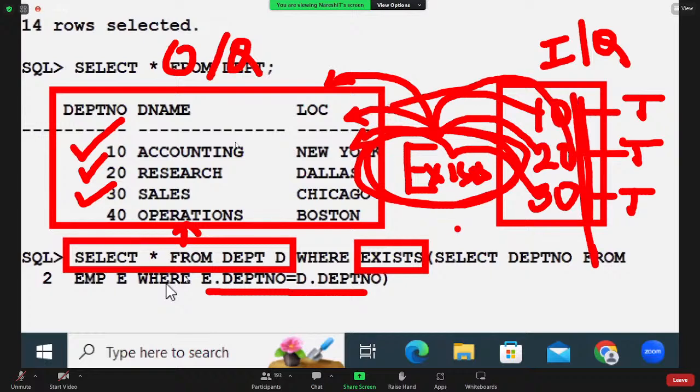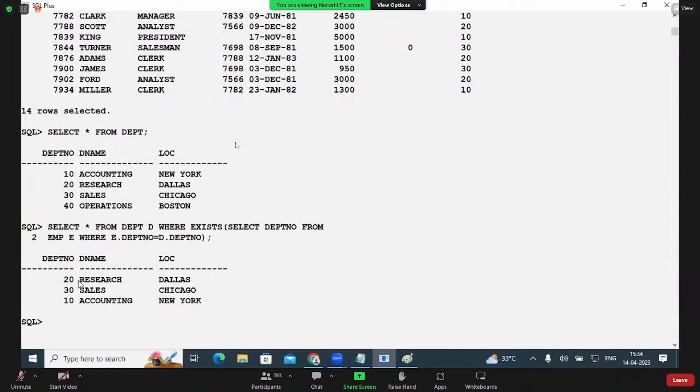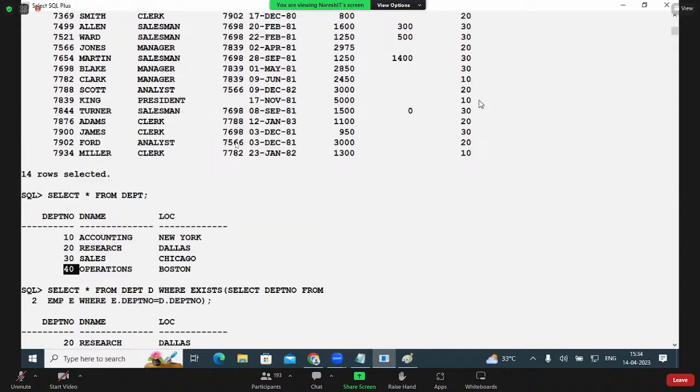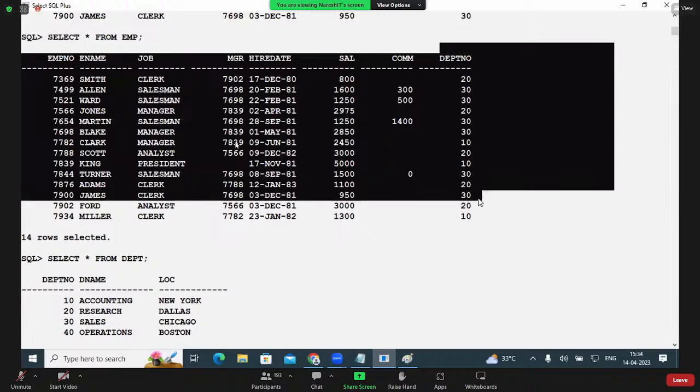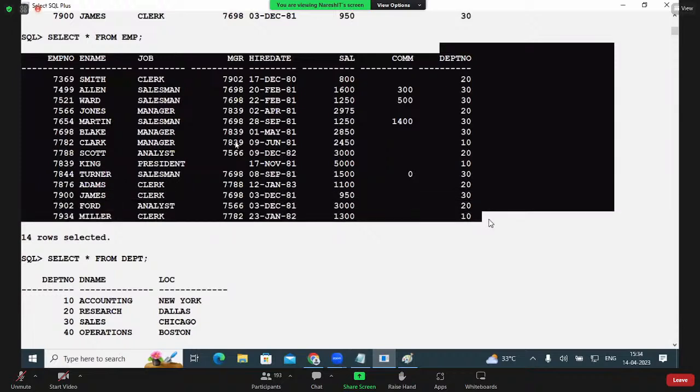So finally, what is my answer for this query? Accounting, research and sales. But are there any employees working under operations? No. What is the operations department number? 40. In the EMP table department number, is there any 40? No. That means my 14 employees are working under department 10, 20, 30 only. But there is no employee working under 40. Like this you can also compare your tables. Okay? So now write down below.